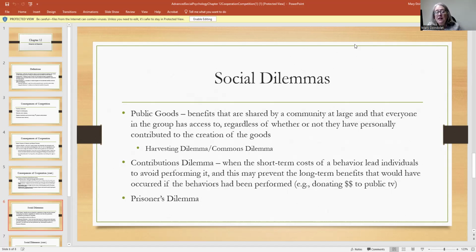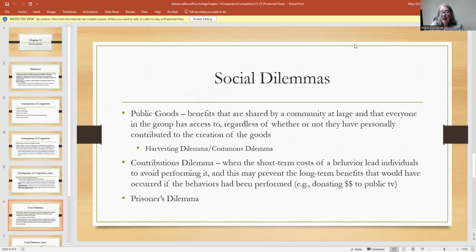Another dilemma that's common is the contributions dilemma, when the short-term costs of a behavior lead individuals to avoid performing it. But if no one performs it, then eventually you don't get the long-term benefits that would have occurred if we had been performing it. So let's look at donating money to public TV. If no one gives money to public TV, then eventually public TV doesn't exist. It goes away, and no one benefits from it. But in the short term, when you're giving money to it, you're sort of losing. But in the long term, everyone wins.